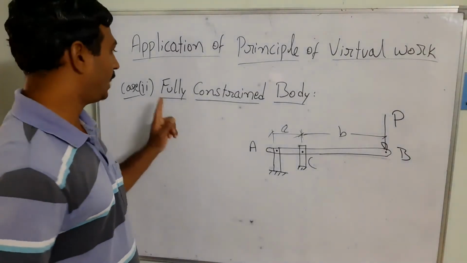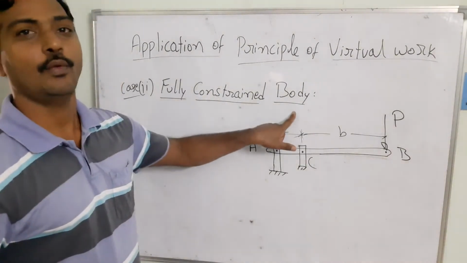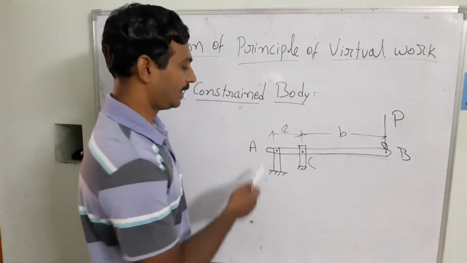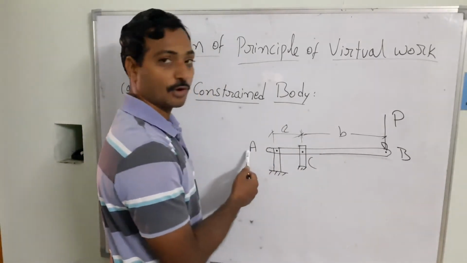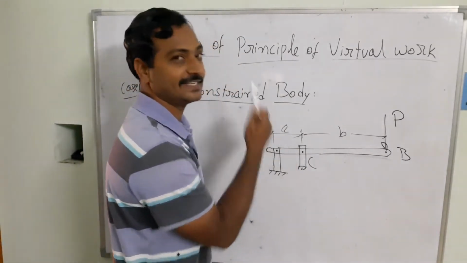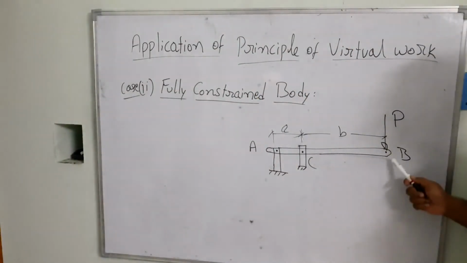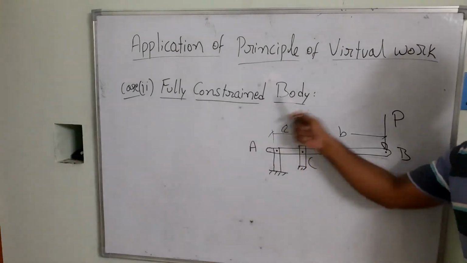So in this example I have taken a fully constrained body. What is the fully constrained body here? We can see in the last problem only we have taken. A and B are going to be the members of the bar and it is hinged at C. Once it is hinged, the load P is going to be acting in this direction. It is trying to rotate about the hinge C.